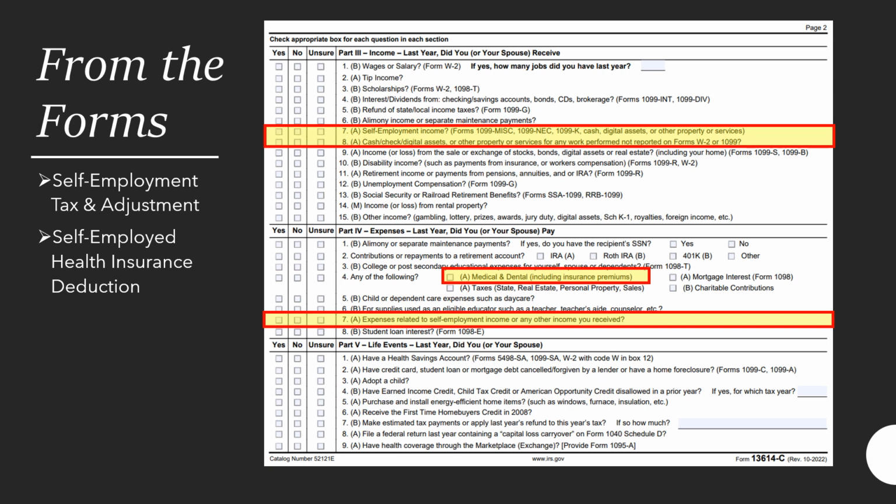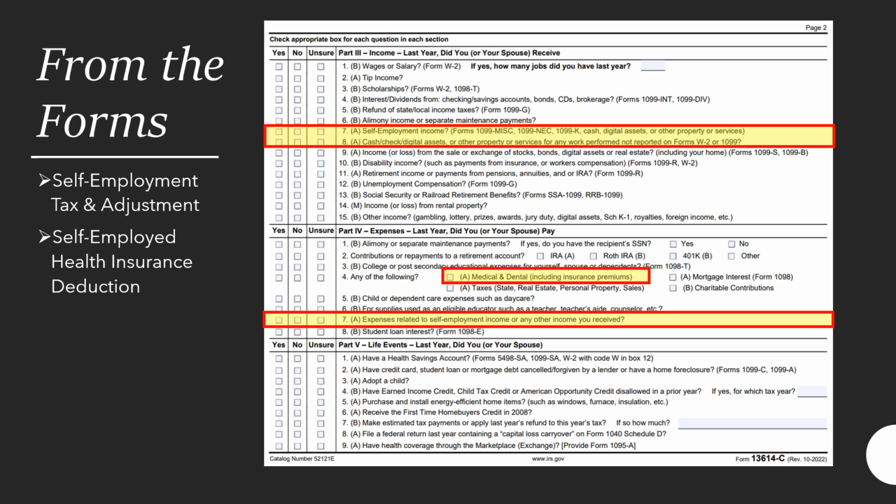And when somebody comes in with this type of return, we'll notice on their intake form, Form 13614-C, on page 2 in the income section, they'll be checking yes to having self-employment income or possibly some other income, cash or check or other property or services received for work that they performed that wasn't reported to them on either a W-2 or a 1099.